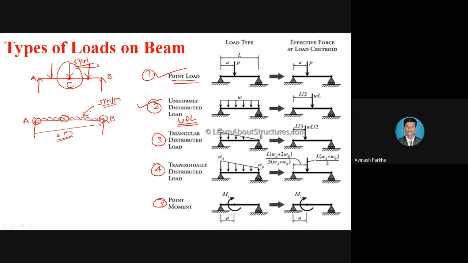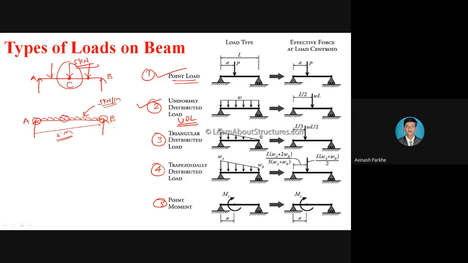In case of a point load, the point load is applied at a single point only, but the UDL is spread over the length. Therefore, that particular load is called a uniformly distributed load. In short, it is called a UDL.